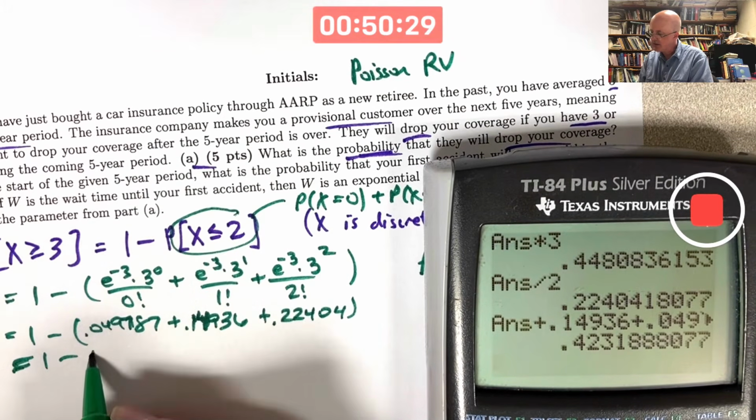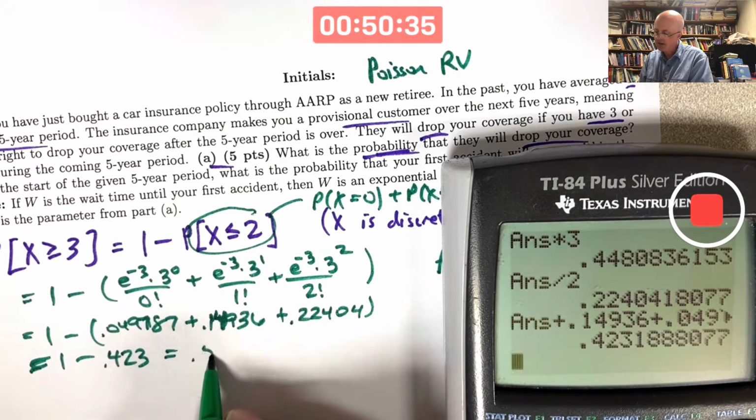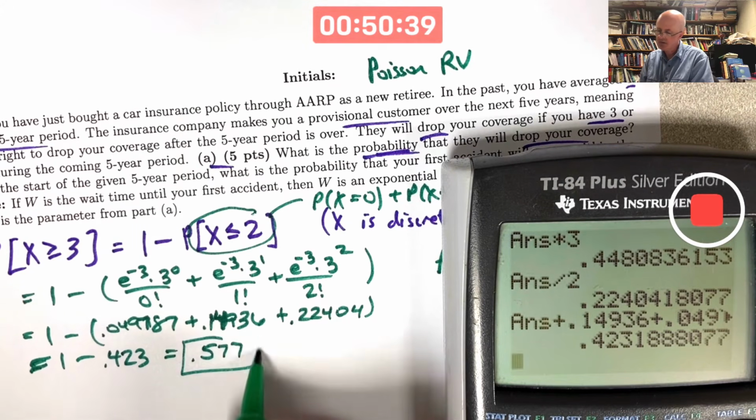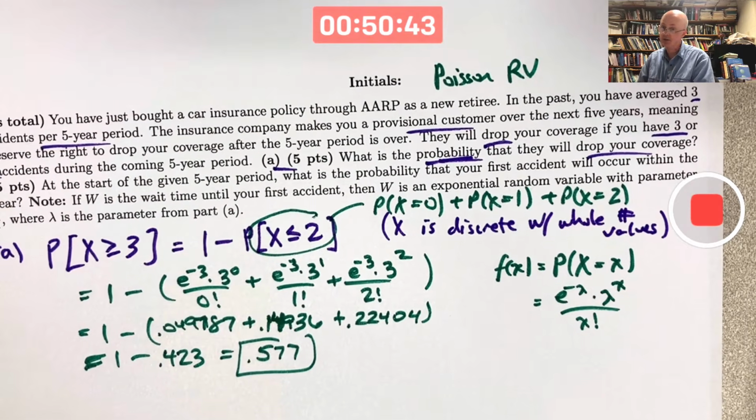Go ahead and round to, say, 0.423. So the final answer rounded would be 0.577. For the probability that they're going to drop your coverage, there's a pretty high chance.